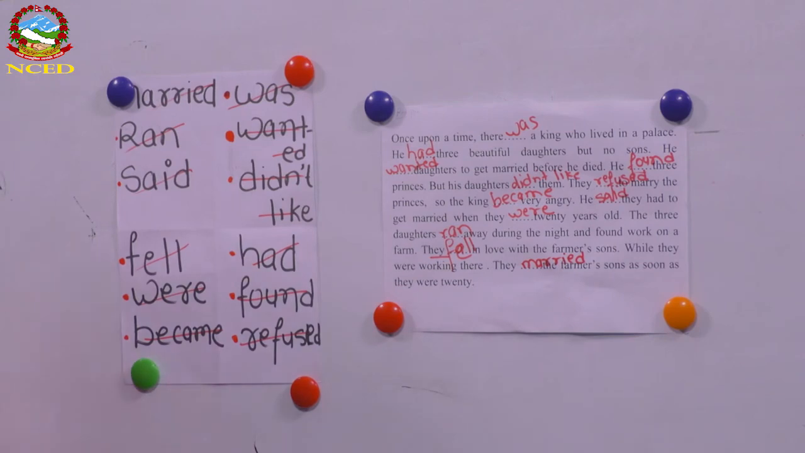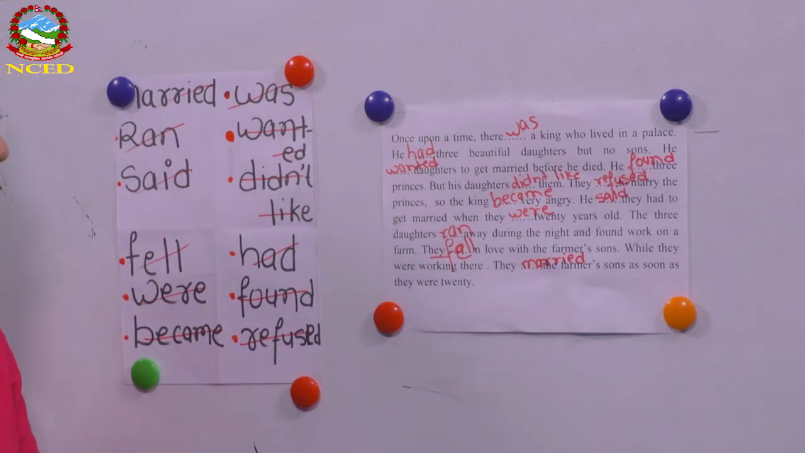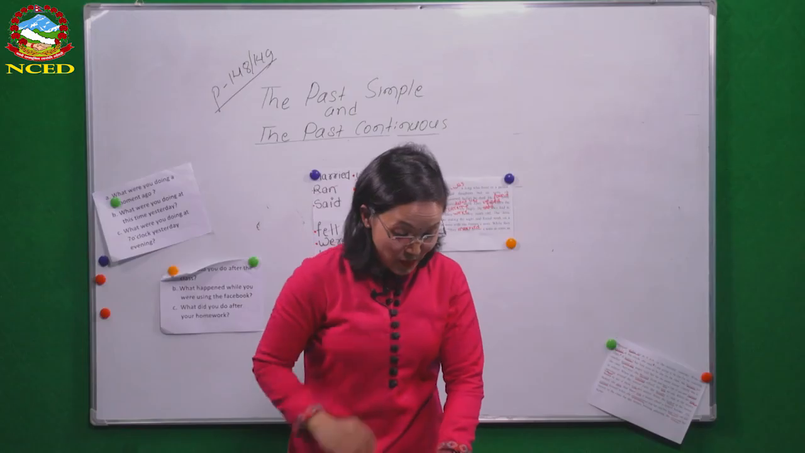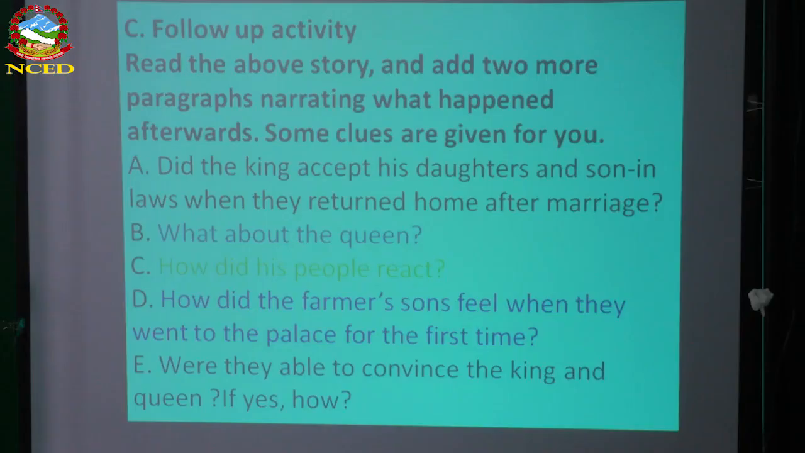Okay. Now this is the story, or these are the options. This is the order of options that go with the sentences, the meaning of the story. Now students, your text says something more to do. Okay, read, what is the next? Read the above story and add 2 more paragraphs. Now we have to add 2 more paragraphs narrating what happened afterward. Some clues are given for you. You could take the help of these clues to develop 2 more paragraphs.